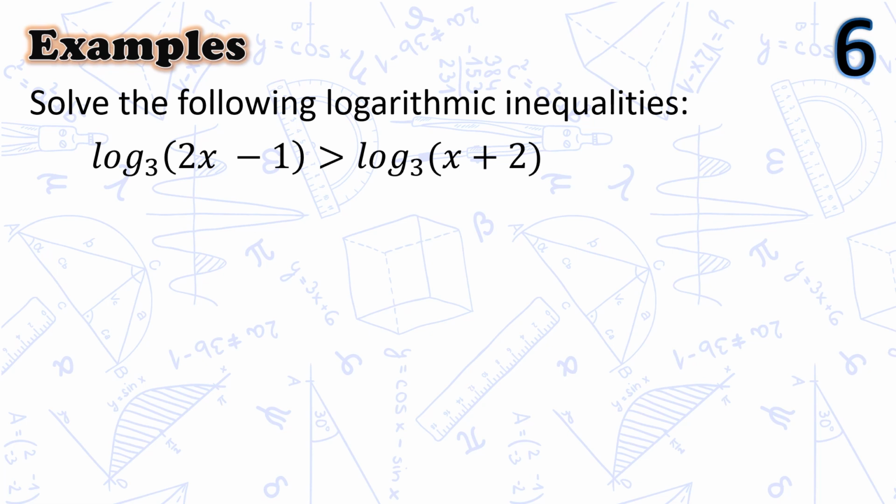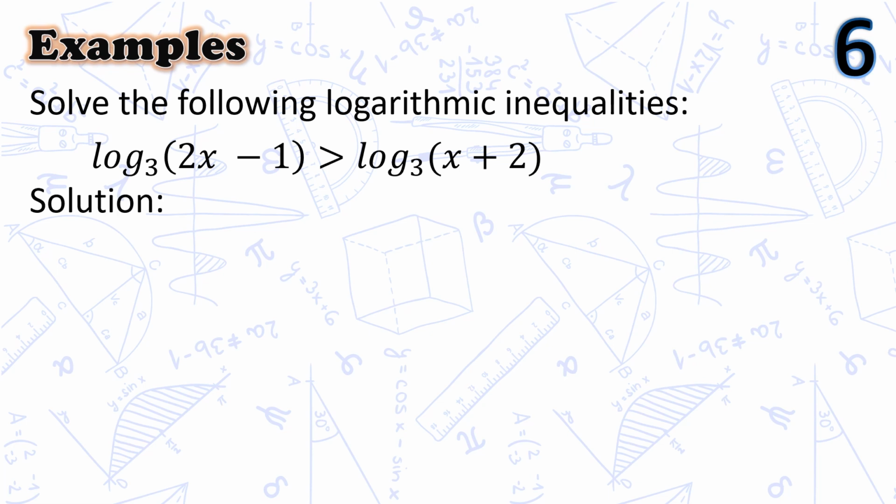The first step in solving logarithmic inequalities is to ensure that the logarithmic expressions are defined. So for logarithm of 2x minus 1 to the base 3, x must be greater than 1/2. And in the right-hand side of the inequality, logarithm of x plus 2 to the base 3, x must be greater than negative 2. So this implies that for this inequality, x must be greater than 1/2.